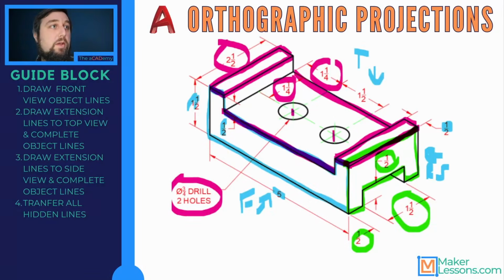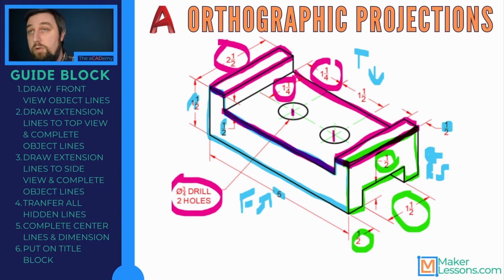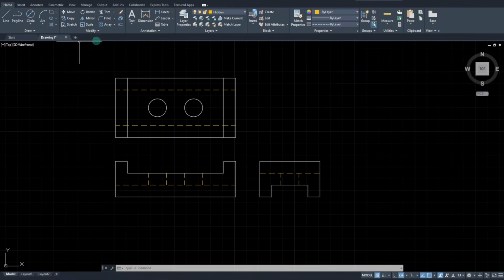Let's see what our next step is. Our next step is to hit the correct button. We transferred all our hidden lines and now complete center lines and dimensions. Well, I'll show you guys center lines, but I'm leaving the dimensions up to you guys, and then put on the title block. I'm leaving all those to you, but I will show you center line stuff. So let's go to center line real quick.